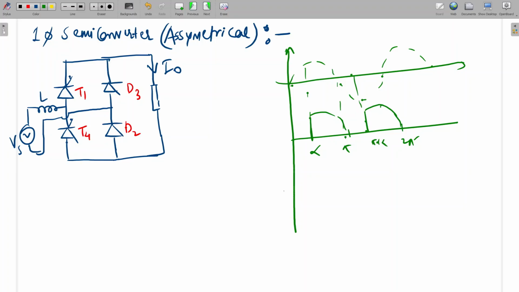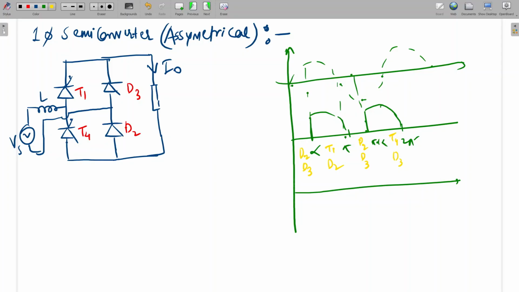From alpha to pi, which switches will conduct? T1, D2. Here again what will happen? T2, D3. And here D2, D3 will be freewheeling. Again here D3, T4, and here D2, D3. Is it clear?